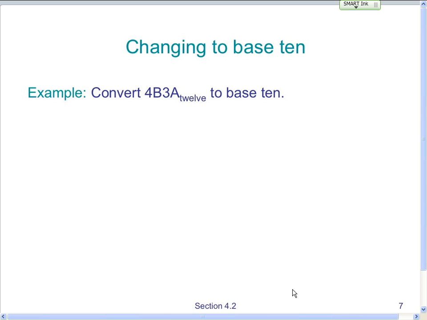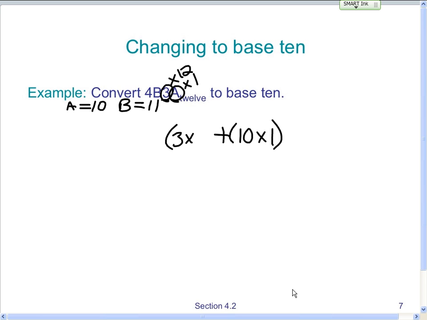All right, so in base 12, A represented the quantity 10, and B represented the quantity 11. So if I have A, that represents the quantity 10, it is in the ones place, so I'm going to take 10 and multiply it times 1. Now I have 3. Remember, we're in base 12, so we got to do powers of 12, so I'm going to take 3 and multiply it times 12. The B is in the 12 squared place, so B represents 11, so I have 11 times 12 squared. And then I have the 4 in the 12 cubed place. 4 times 12 cubed.